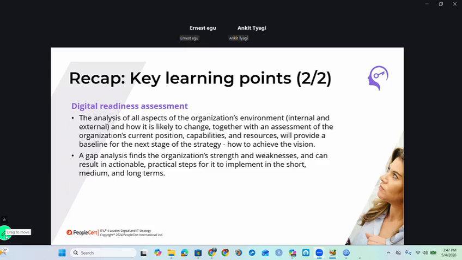For the readiness assessment, the analysis of all the aspects of the organization's environment, internal and external, and how likely it is to change, together with an assessment of the organization's current position, capabilities and resources, will provide a baseline for the next stage of the strategy: how to achieve the vision. And of course, a gap analysis finds the organization's strengths and weaknesses and can result in actionable practical steps for it to implement in the short, medium, or longer terms.